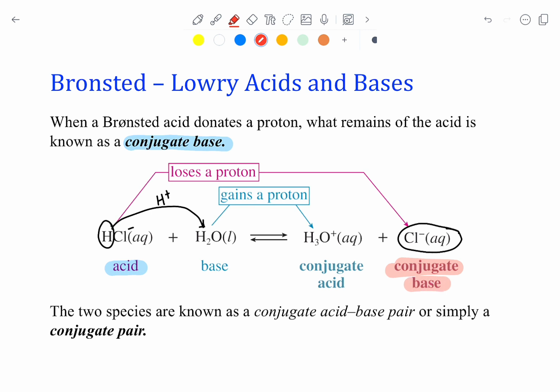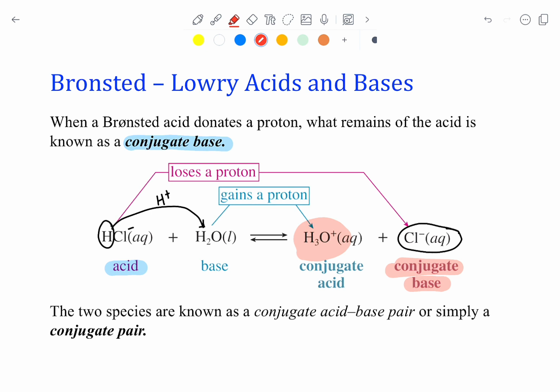So an acid turns into a conjugate base. Here we have the base, which is the water, which is accepting that hydrogen and turning into an H3O+ or hydronium ion. So the base turns into a conjugate acid.